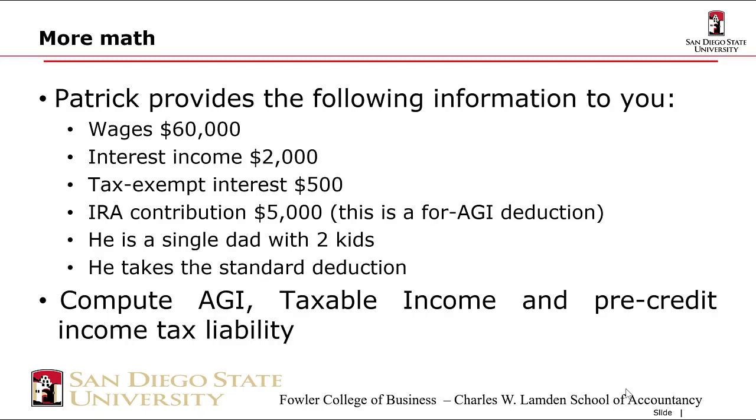So Patrick provides the following information. He's got wages of $60,000, interest income of $2,000, tax-exempt interest of $500. He's got an IRA contribution of $5,000, and I'll give you a hint, because I know you're not familiar with a lot of this information, or you may not be. This is a for AGI deduction. He's a single dad with 2 kids. The idea there is to try to hone in on his filing status, and he takes the standard deduction. So what we need to do is compute Patrick's AGI, taxable income, and pre-credit income tax liability.